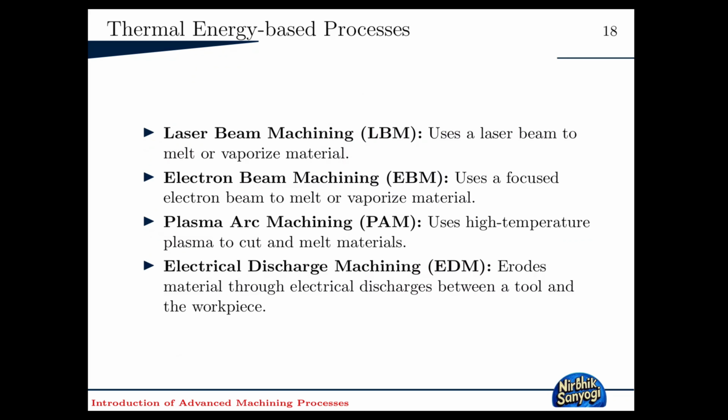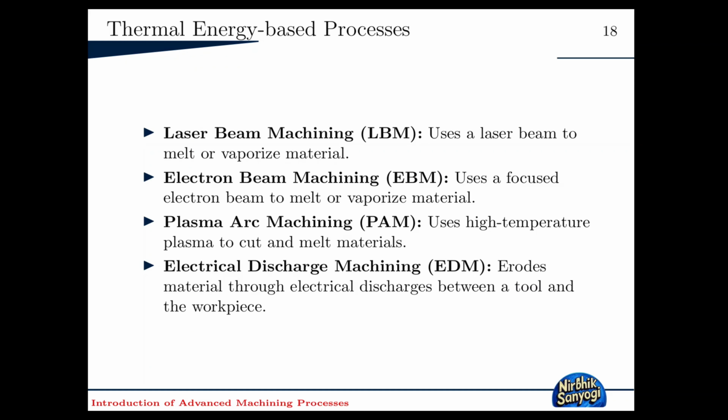Now come to the thermal energy based processes. Under this classification, there are four major advanced machining processes. Laser beam machining uses a laser beam to melt or vaporize the material, which means the melted and vaporized material gets removed. Electron beam machining uses a focused electron beam to melt or vaporize the material.